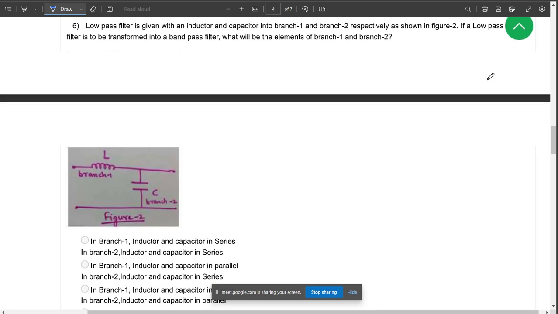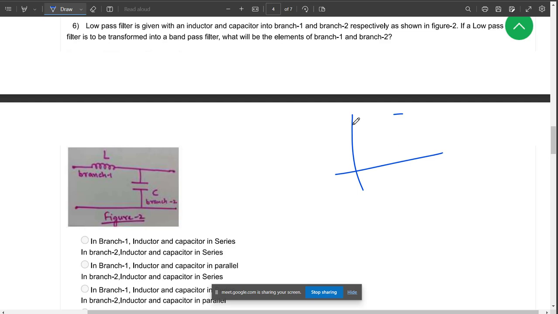A low pass filter is given with an inductor and a capacitor in branch 1 and branch 2 respectively, as shown in figure 2. If this low pass filter is transformed into a band pass filter, what will be the elements of branch 1 and branch 2?